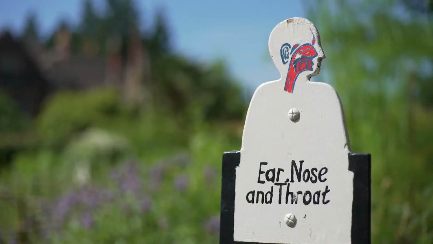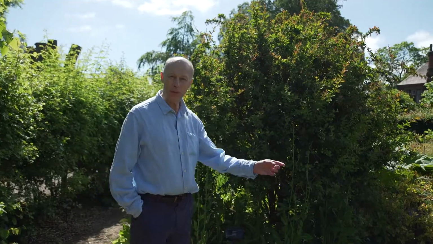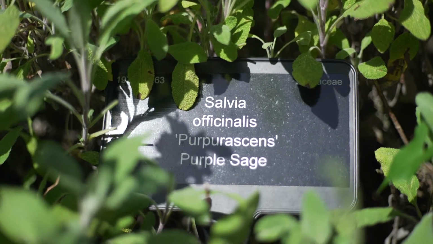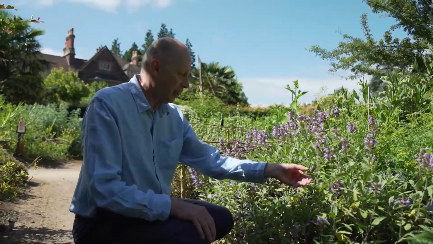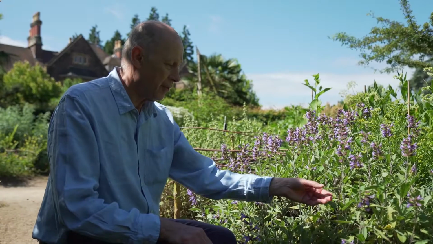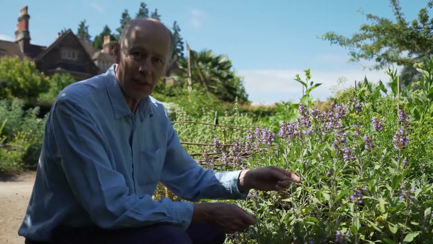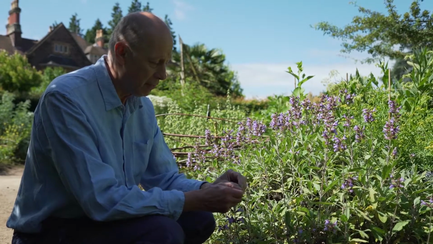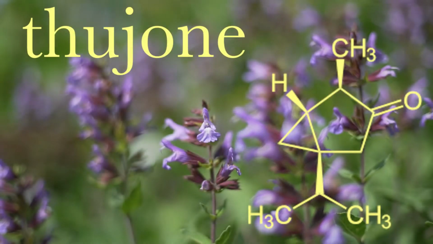We're in the ear, nose and throat section, and the plant here you will all be familiar with. This is common sage, Salvia officinalis. This has been used for many years as a throat gargle, and it is very effective. The reason is it contains very strong antibiotic essential oils. This is why it smells so strongly. So there's obviously a chemical in here which has been identified.